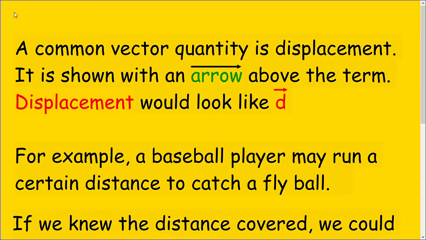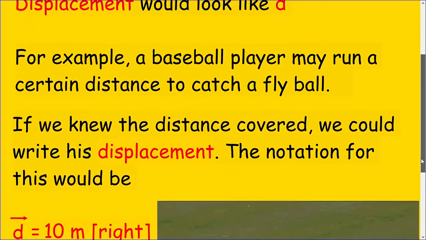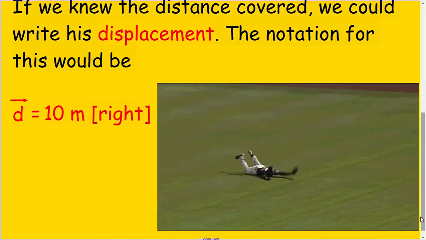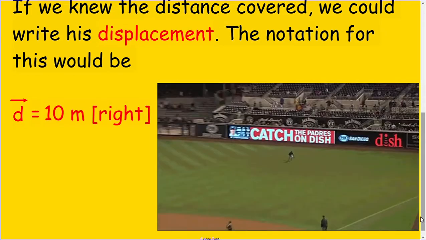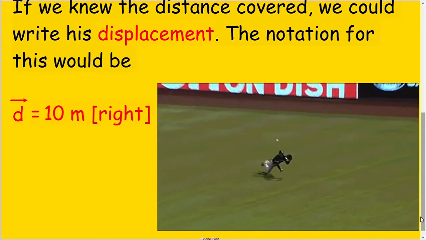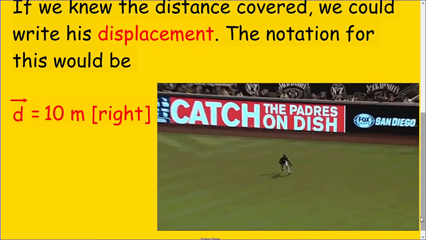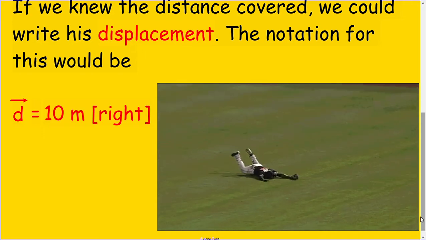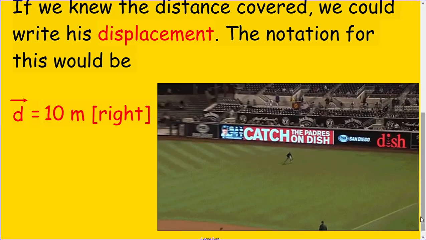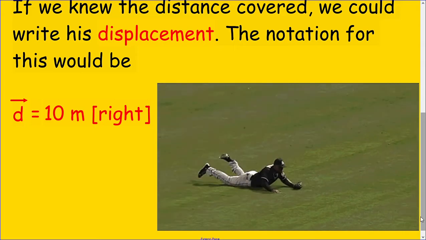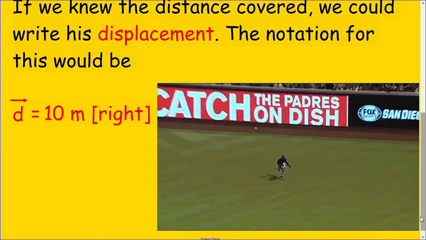So, for example, a baseball player may run a certain distance to catch a fly ball. If we knew the distance that was covered, then we could write out his displacement. The notation for this diving catch would be that this person runs about 10 meters right, and you can see that I have a D with a line over top. I've got my number, how far they're going, with a unit, and then I have these square brackets that denote the direction that they're moving in.